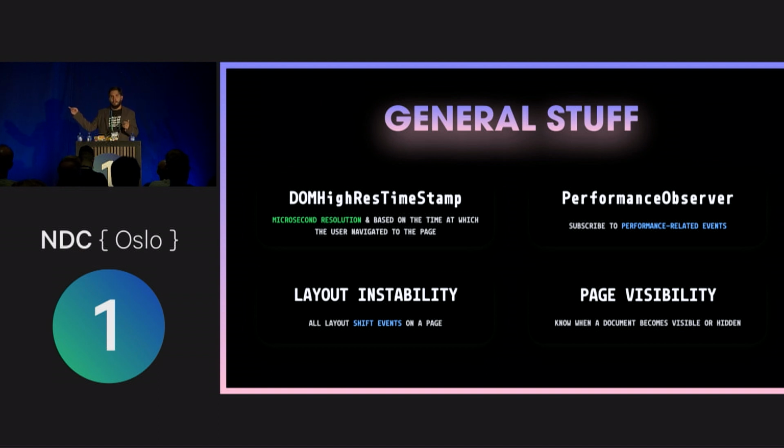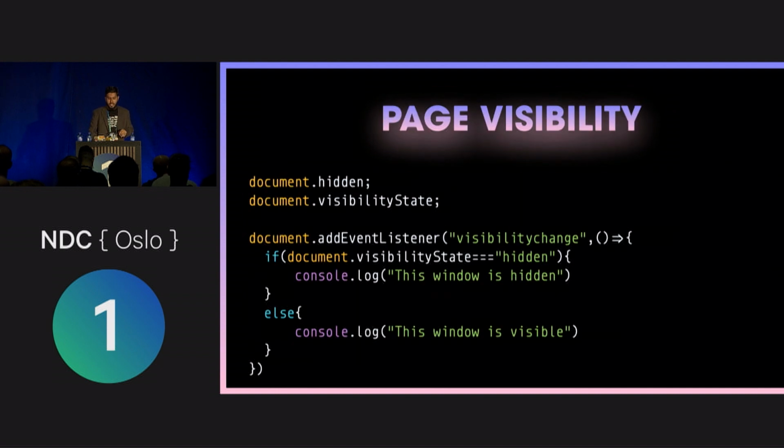we have the High-Res Time API. That's basically the basis for everything we're going to see. And the Performance Observer, layout and stability, and page visibility. Page visibility, let's start with that because that's one of the simplest ones. This is the full code to use this API. We can either access the current state of a browser tab, or we can register an event listener.